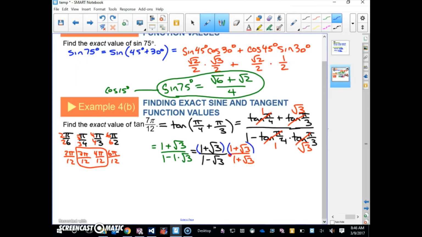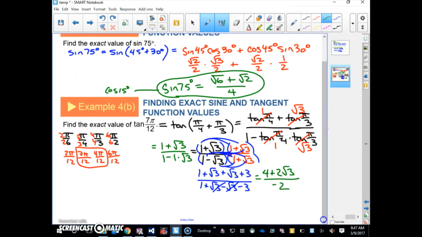Okay. So foiling here, I would see 1 plus square root of 3 plus square root of 3 plus 3. And on the bottom, there's a shortcut, but the first time anyway, I won't use the shortcut. When I FOIL this, I'm going to have 1 plus square root of 3 minus square root of 3 minus 3. So the shortcut is that square root of 3 cancels out. Okay? So I'm looking at 4 plus 2 square root of 3 over negative 2.